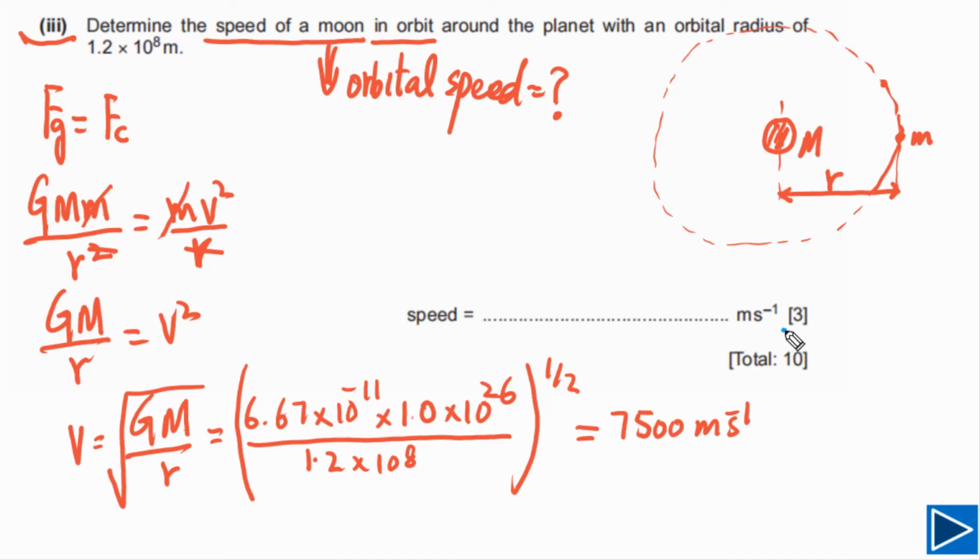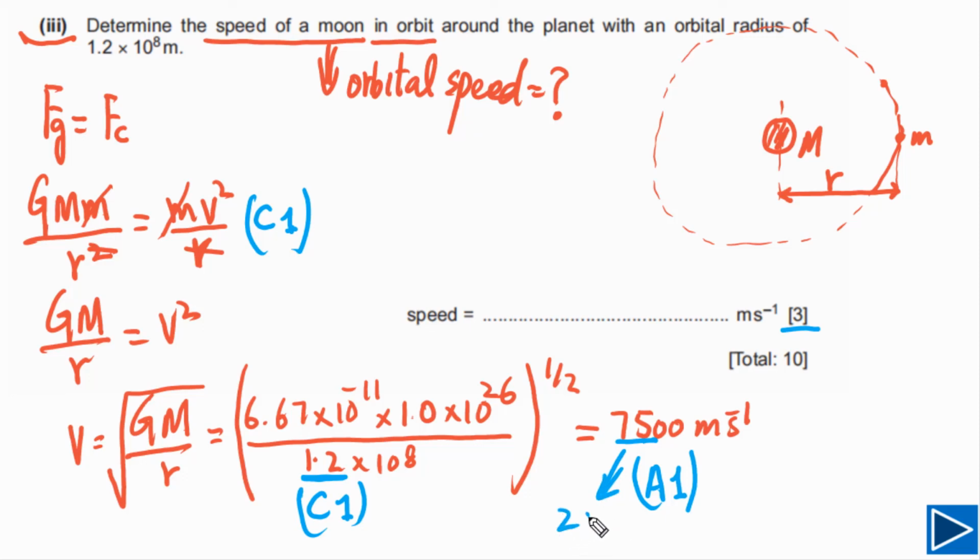This question has 3 marks. You will get the first C mark if you have equated these two forces. You will get the second C mark if you have plugged in values of capital G, capital M, and orbital radius. Then the last mark is the answer mark. If you have got the right answer, you will get the third mark. Our answer is up to 2SF because the least number of SF in the given data we have is 2SF. That's the reason our final answer also has 2SF.